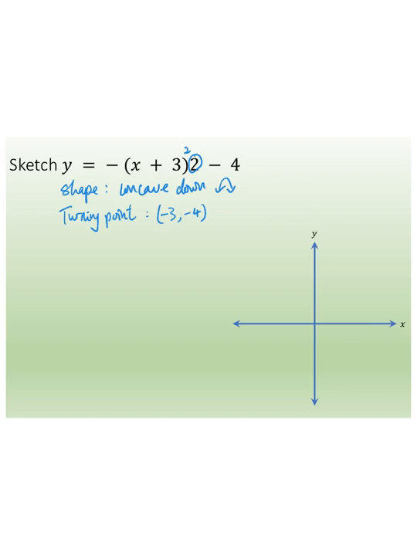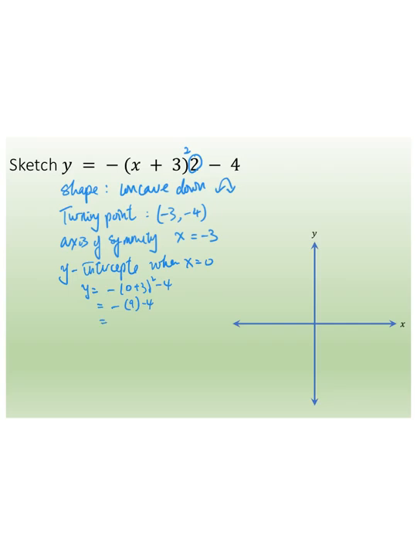And then we look at the axis of symmetry, which is x equals minus 3. Let's work out the y-intercept first. This is when x equals 0. So y equals minus (0 plus 3) squared minus 4, which is minus 3 squared, that is 9, minus 9, minus 4, which is minus 13. So the y-intercept is (0, minus 13).